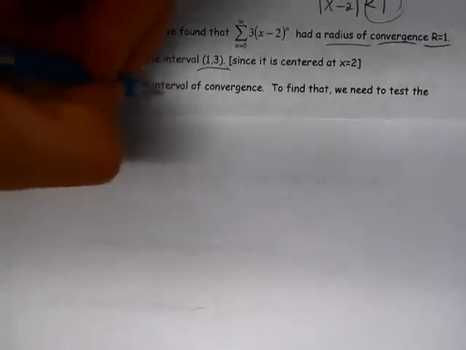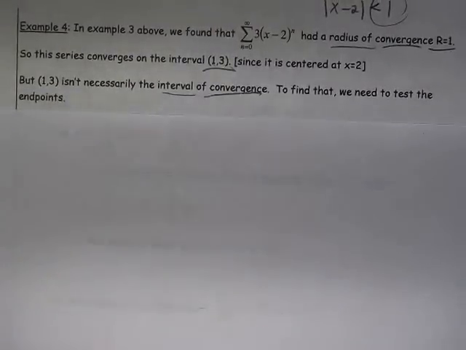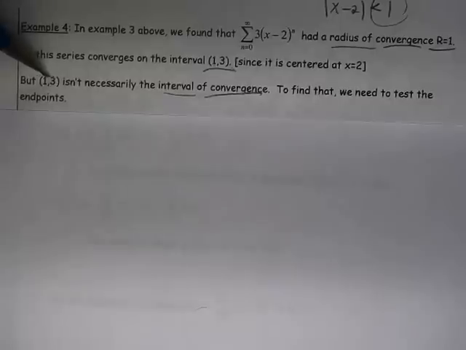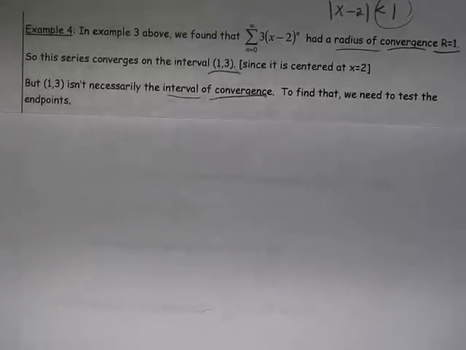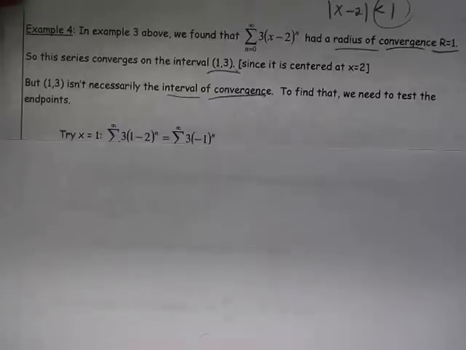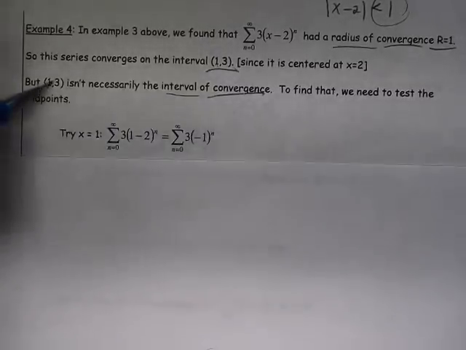All right, so to get the correct interval of convergence, we've already found the radius of convergence, but we need to find out what happens at the endpoints. We may get a convergent series at x equals 1 and not at 3. We may get a convergent series at 3 but not at 1, or we may get a convergent series at both or neither.